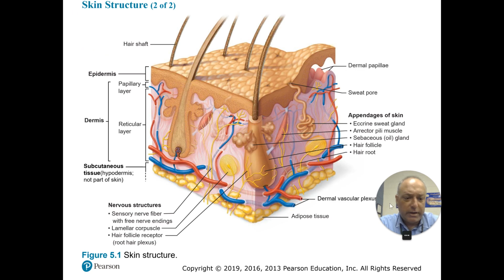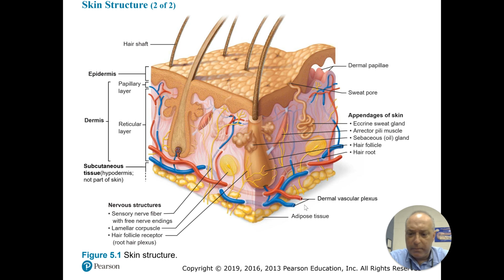Okay, so here's our picture again of the skin. We keep adding a little bit, but here is a lamellar corpuscle, and let's see, free nerve endings here, as well as the plexus on the root. These all provide sensation.